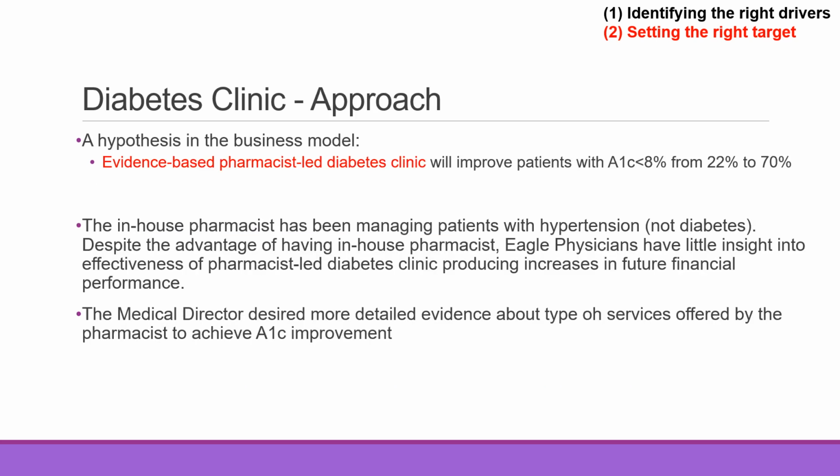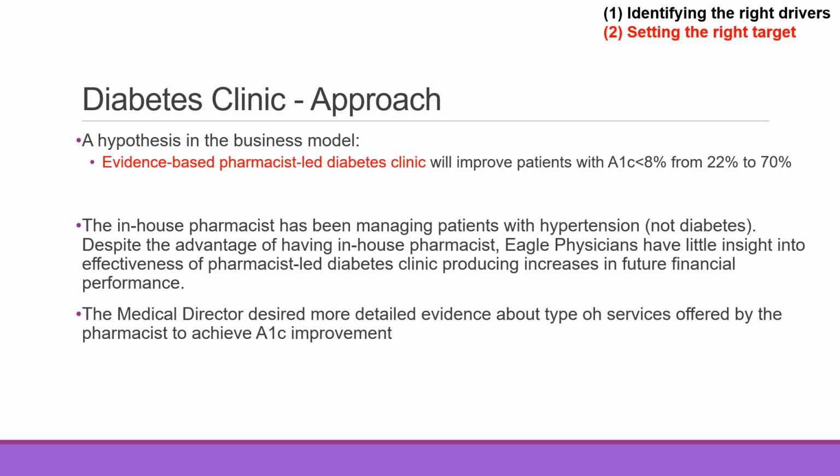After reviewing some evidence, once you set the right target for your approach, you need to further assess what you have and what you don't have in order to come up with action items that can help you achieve the final goal. First of all, the hypothesis you're establishing is that an evidence-based pharmacist-led diabetic clinic intervention will improve patients' A1C level to less than 8% from 22% to at least 70%. You know that your strength is an in-house pharmacist, but your in-house pharmacist has been managing people with hypertension and not diabetes.